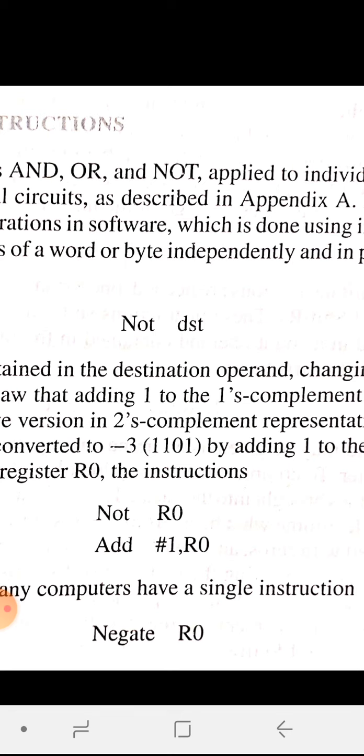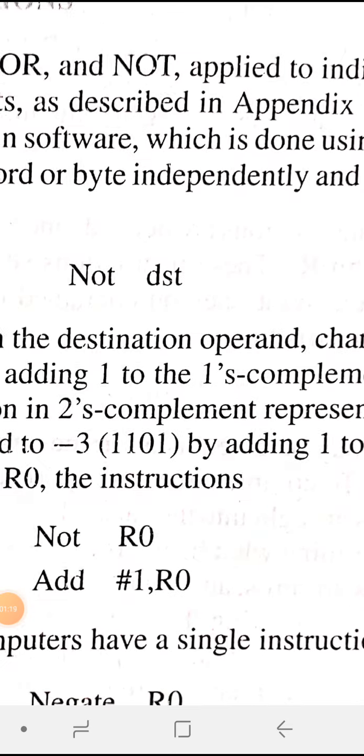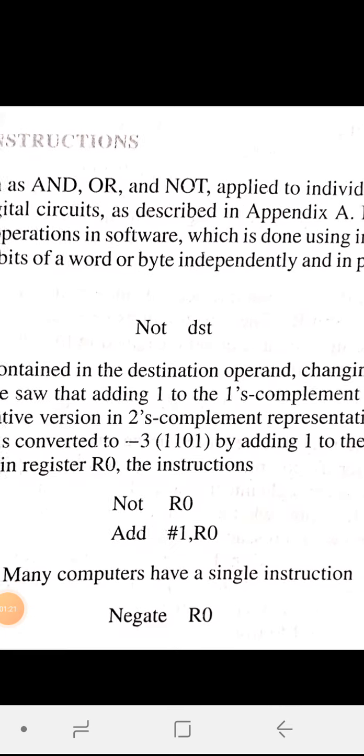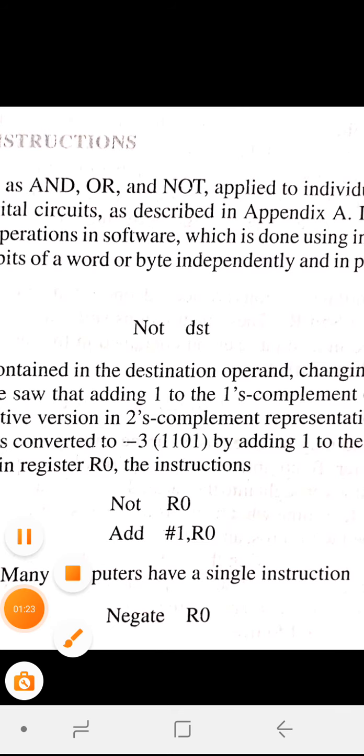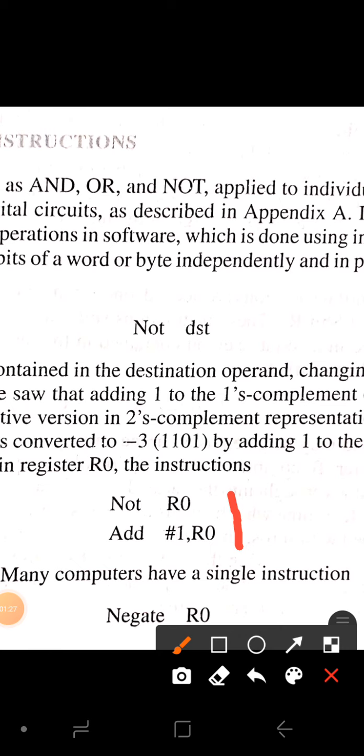These are the two instructions which get the 2's complement of the number. Many computers execute the same two instructions as a single instruction, like negate R0, which finds the 2's complement of the number. So next we have AND.